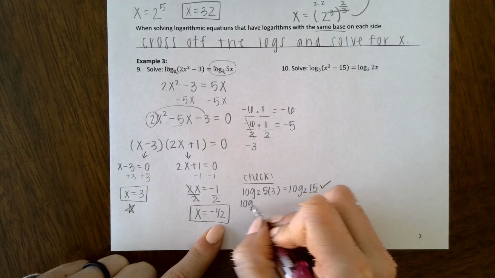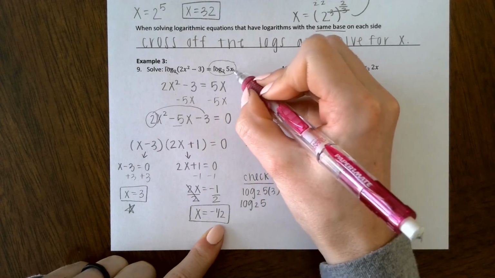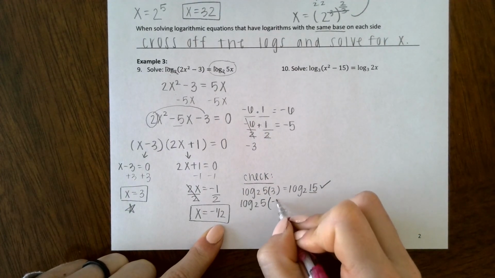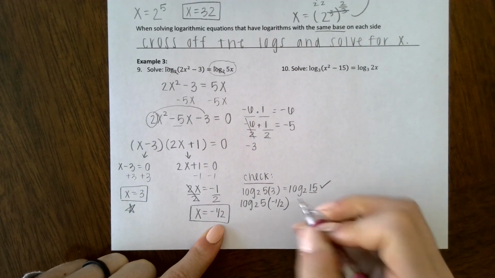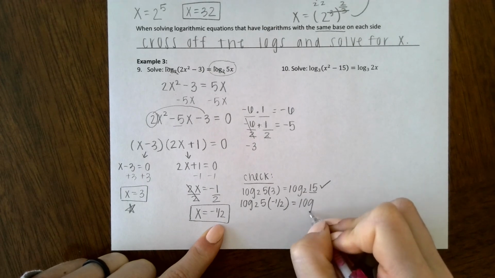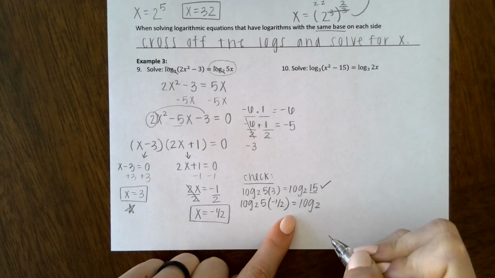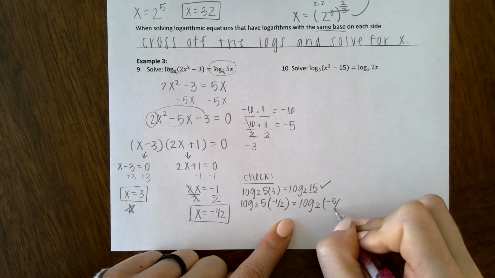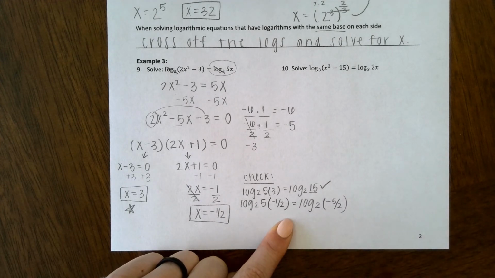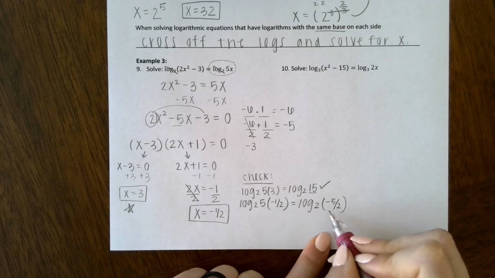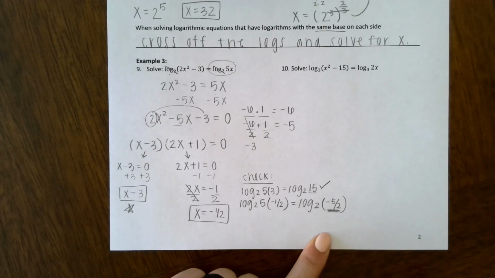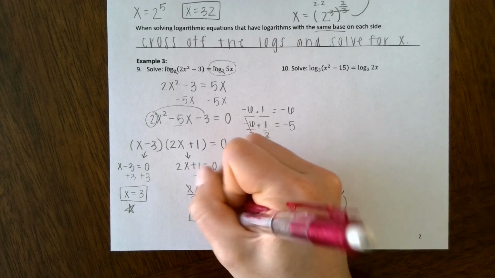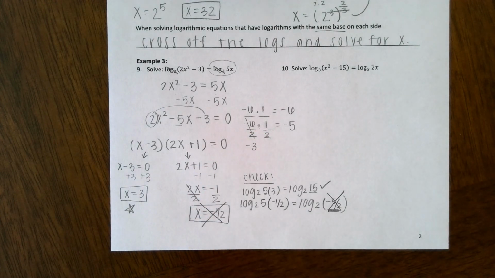So I have log 2, 5. Again, instead of the x, I'm plugging in -1/2. And let's do some simplifying here. 5 times -1/2 is -5/2. And that's a negative right here. I cannot take log of a negative, so this is not a correct answer.